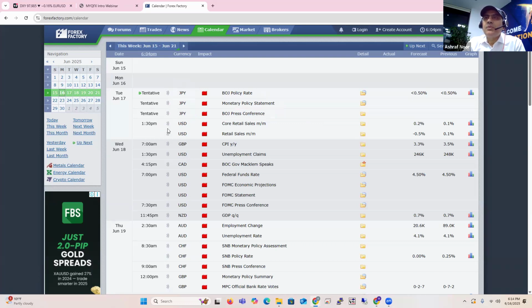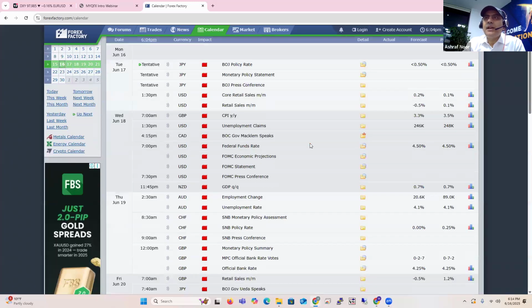Tomorrow at 1:30 we have core retail sales month by month coming, expected slightly better, and retail sales month by month, expected slightly negative. When this data comes, we're going to look at the bigger picture in the dollar. And Wednesday we have CPI data year by year, expected slightly lower. Then we have unemployment claims for the dollar at 1:30 on Wednesday, expected slightly lower, which is a good sign for the dollar.